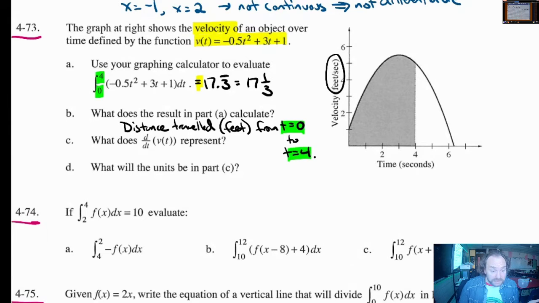What does the derivative of the velocity mean? That means the acceleration of t. And the units of the acceleration would be feet per second squared. Feet per second per second. I'm going to put 2 e's in the word feet because that's how it's written. Feet per second is what's going on there, the acceleration.